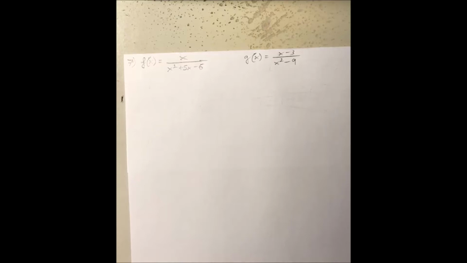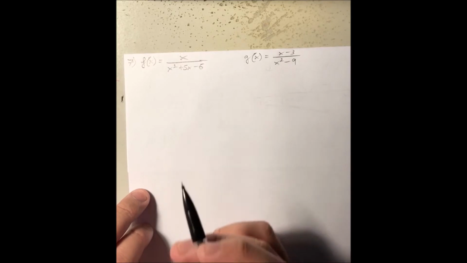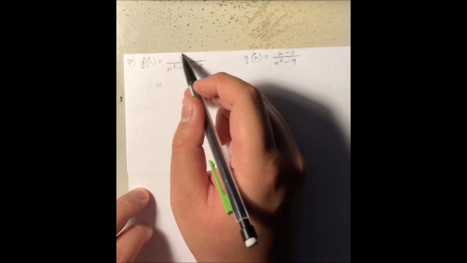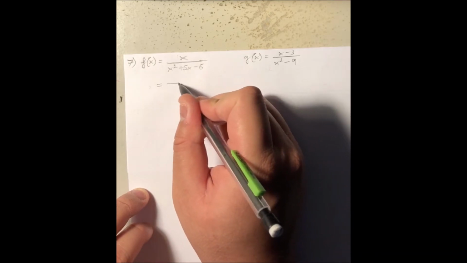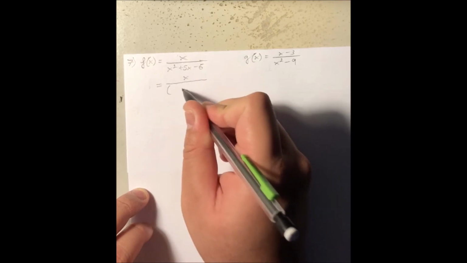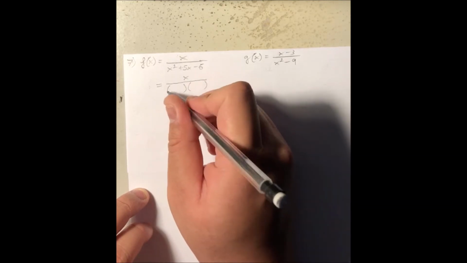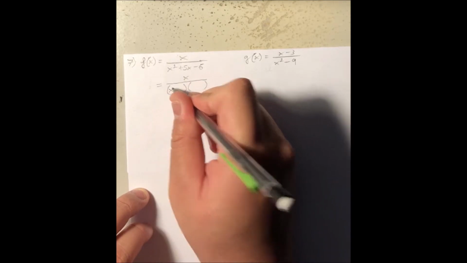Okay, here's another example of composition of function. In this case, we have two rational functions. Every time I see a rational function, what I like to do is factor them out. So for the function f, the numerator can stay the same, but the denominator can be factored into a set of two binomials. The first term, x squared, can be rewritten as the product of x and x.